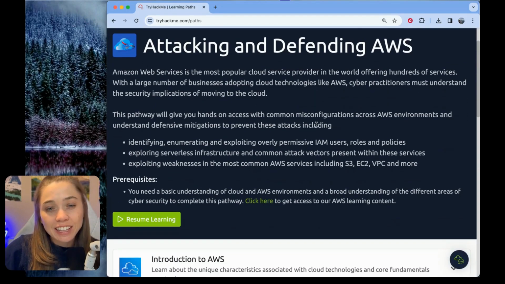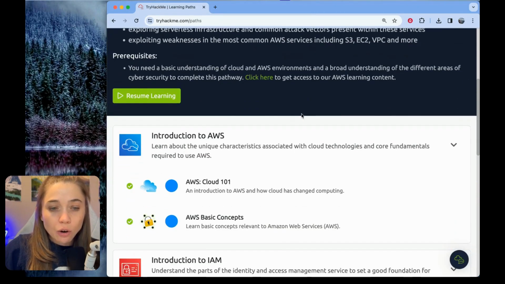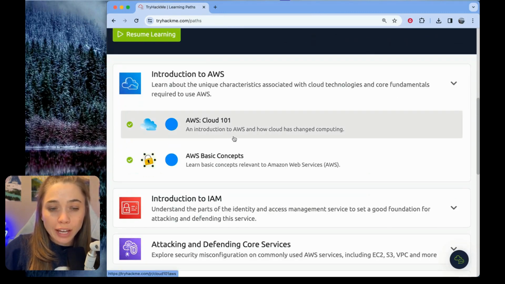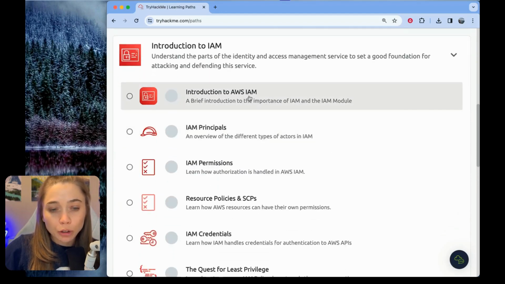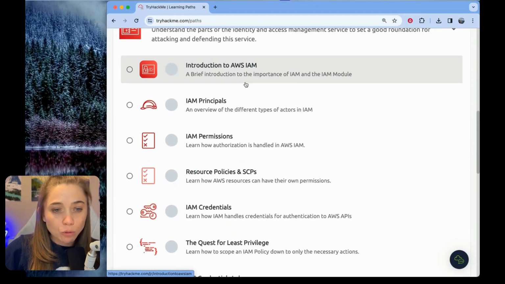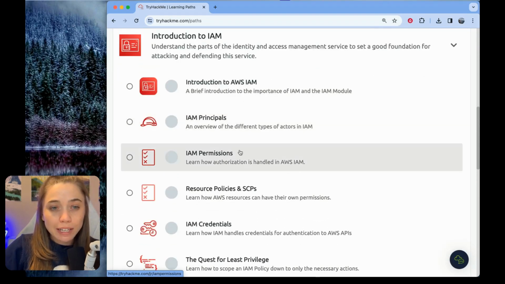Okay, quick check-in on the Attacking and Defending AWS learning path, how we're doing. So got through the 2 Introduction to AWS rooms, and now we're going to move on to the Introduction to IAM rooms. Looks like we've got in this module 7, plot twist, 7 different rooms to get us going with IAM.